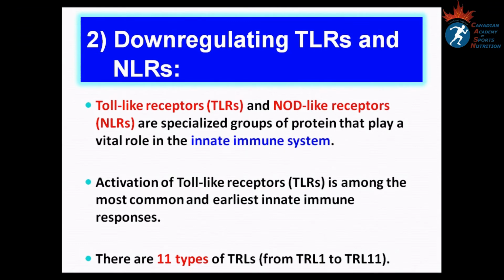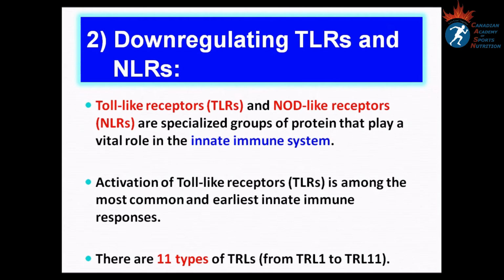Down-regulating toll-like receptors and nod-like receptors. This is the area number 2 that we are going to interfere with to decrease the risk of heart inflammation. Toll-like receptors and nod-like receptors are specialized groups of proteins that play a vital role in the innate immune system. Activation of toll-like receptors is among the most common and earliest innate immune responses.